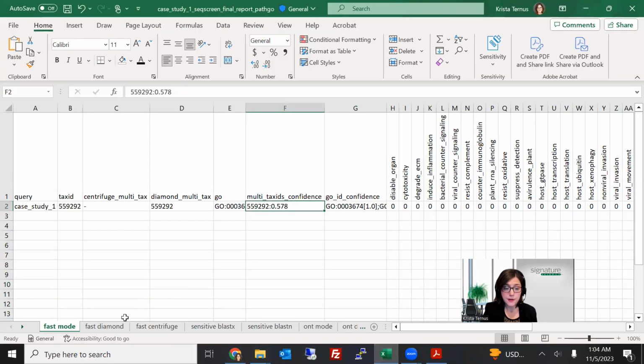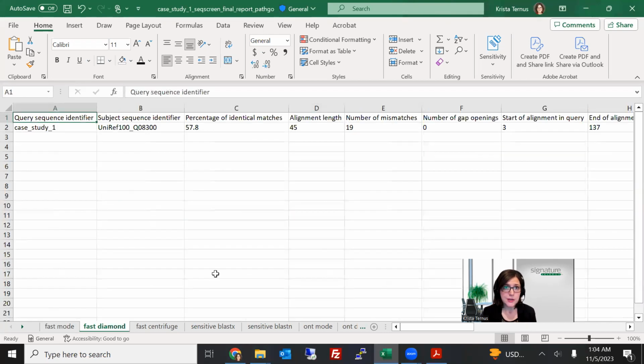Before I move on to the sensitive mode results, I should mention that I also included the fast mode Diamond outputs here. These are intermediate files that you can find in your SeqScreen output folder within the taxonomic identification subdirectory, and then within the BlastX subdirectory, and that's where you'll find these outputs.